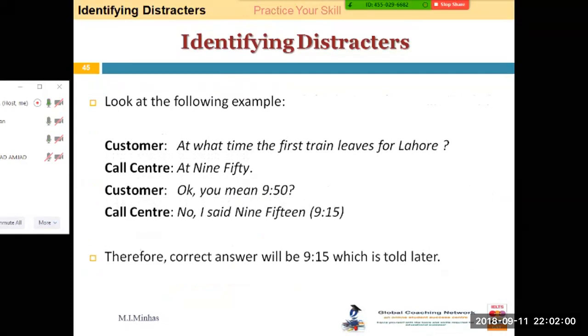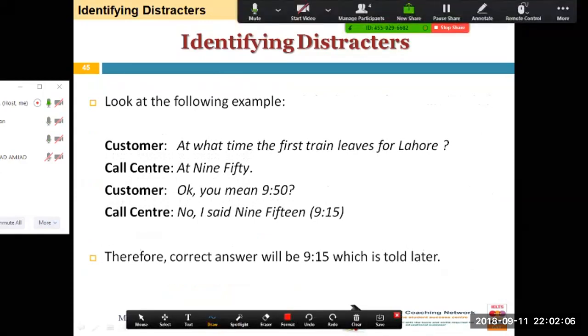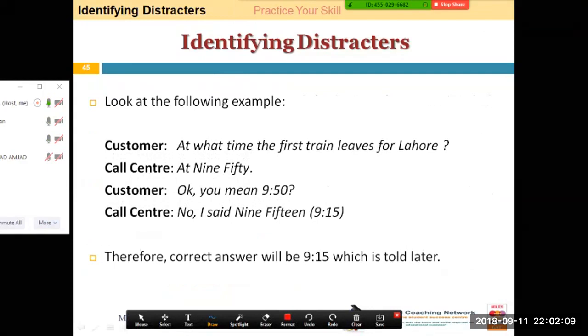Sometimes what they do, they just create a confusion. For example, the customer is asking at what time the first train leaves for Lahore, or for that matter for Somalia again. Let's move to Somalia now. So at what time does the first train leave for Somalia? And the call center says at 9:50. So the customer confirms, okay, you mean 9:50? Then the call center says, no, I said 9:15. After listening to this information, you may get confused. You may write the answer 9:50, but this may not be the correct option.